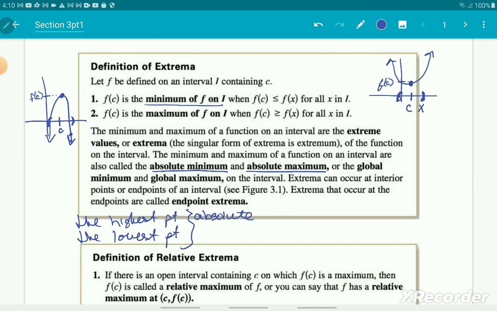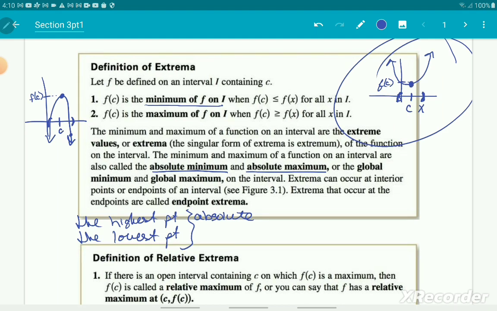So, like for this example over here, the lowest point of the graph is happening at this value here. So we would say that is an absolute minimum for that graph. Likewise here, this is the highest point on the graph. So that is the absolute maximum. So anytime you're talking about the highest or the lowest, that's always going to be absolute.